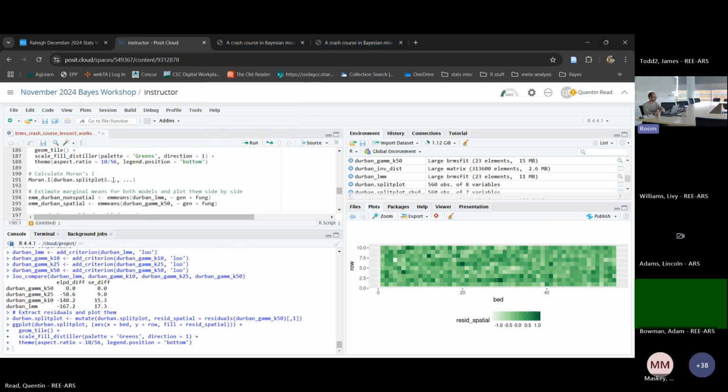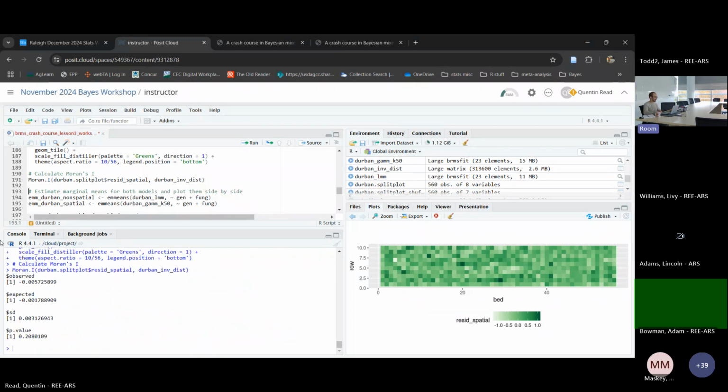And we can also calculate the I statistic for this column. Resid underscore spatial is the name of the column. And we can keep our same inverse distance matrix of the distance between the points. We'll just use that again, Durbin underscore inverse underscore distance. What is our I statistic? Now we have a very, very close to zero number, within 0.01 of 0. And if you like p-values, it's not significant.